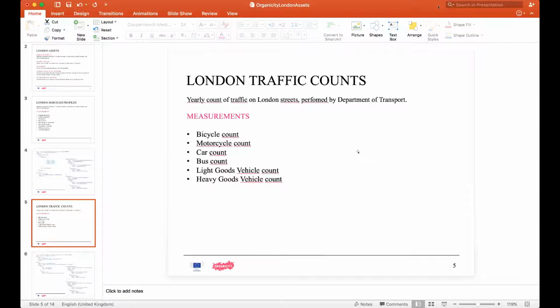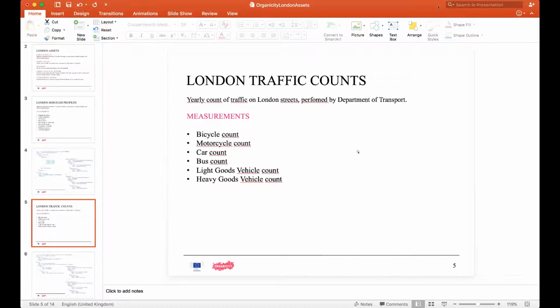So as I said, this is yearly traffic counts done by Department of Transport, and basically what they count are bicycles, motorcycles, cars, buses, and then light goods vehicles and heavy goods vehicles. And they do this around just below 2,000 road segments inside London.